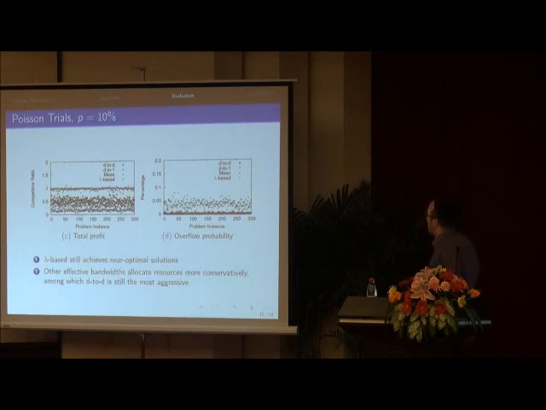This slide shows the experiment where the overflow probability is set to 10%. And here the lambda based still achieves near optimal solutions, as seen from the first picture, where the ratio is close to 1. And all the effective bandwidths are more conservative, where the D2D is still the most aggressive after the lambda based.